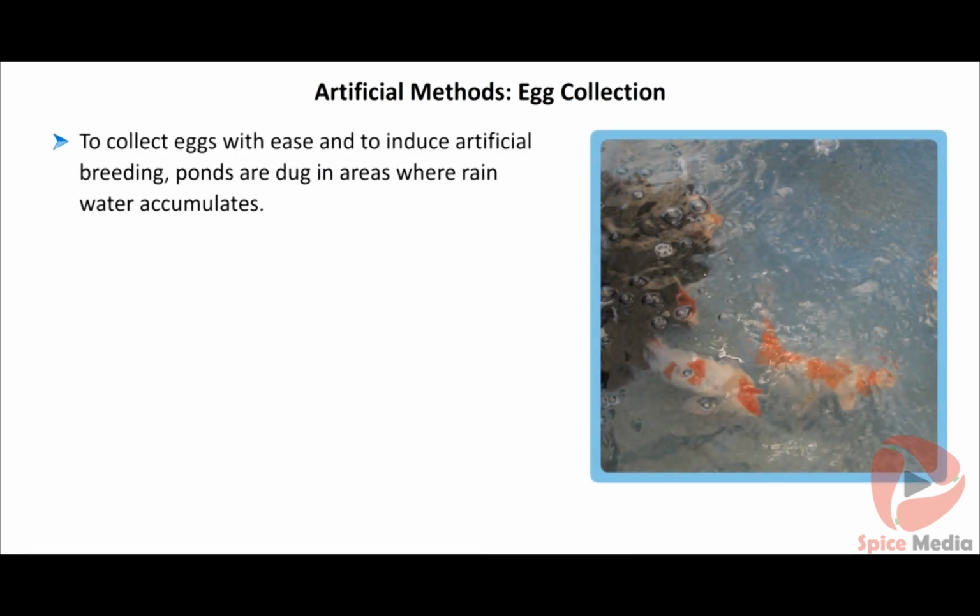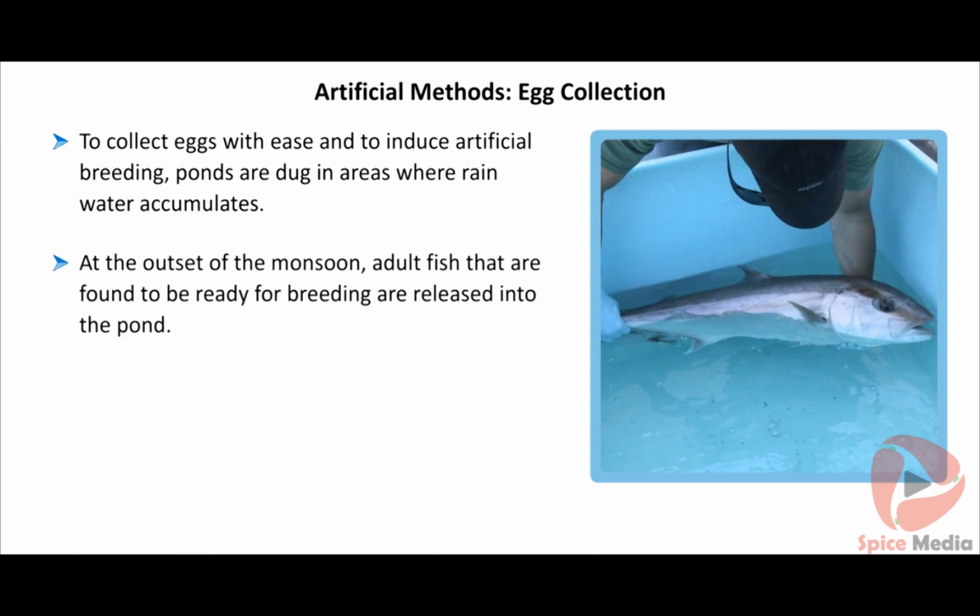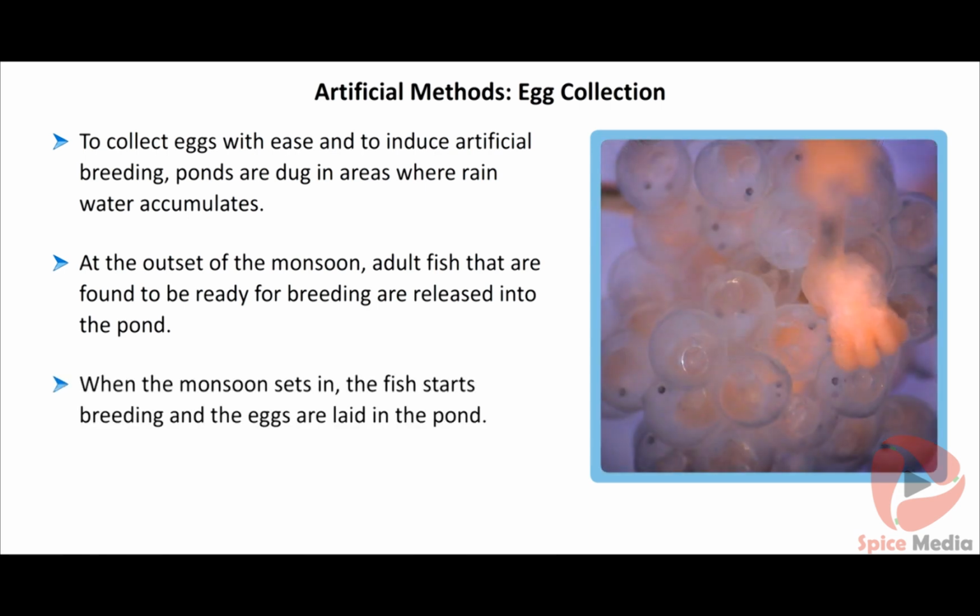Artificial methods, egg collection. To collect eggs with ease and to induce artificial breeding, ponds are dug in areas where rainwater accumulates. At the outset of the monsoon, adult fish that are found to be ready for breeding are released into the pond. When the monsoon sets in, the fish starts breeding and the eggs are laid in the pond.